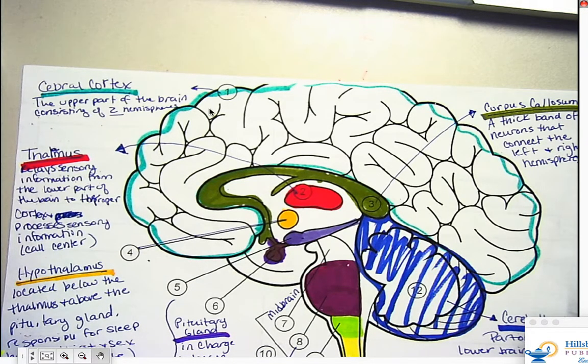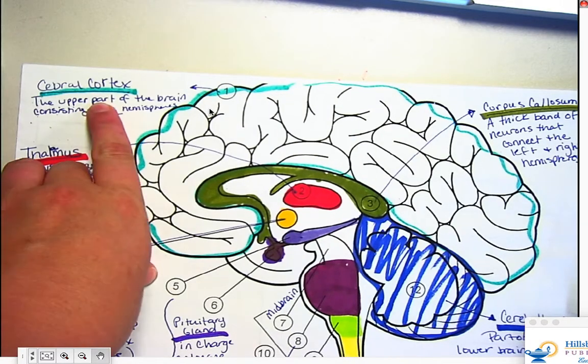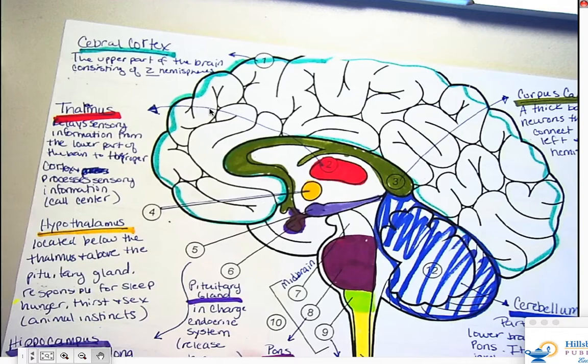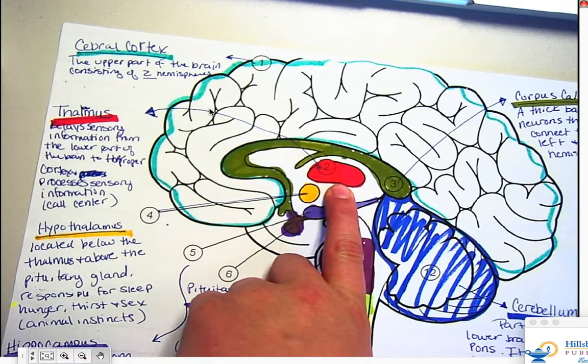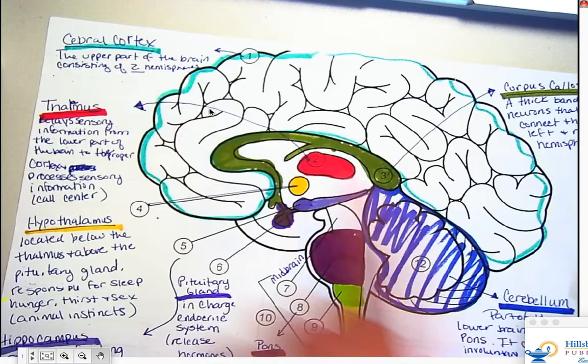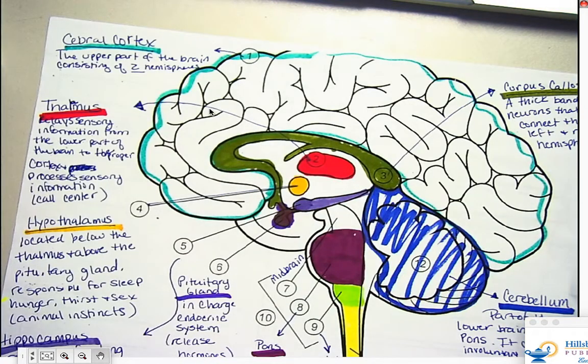Yes, there are more highly dense interneurons on your cerebrum, located on your cerebral cortex. Next is your thalamus. Your thalamus is located directly above your spinal cord. This is the call center of the brain. All of the information from your spinal cord is coming from your thalamus. The information comes up.